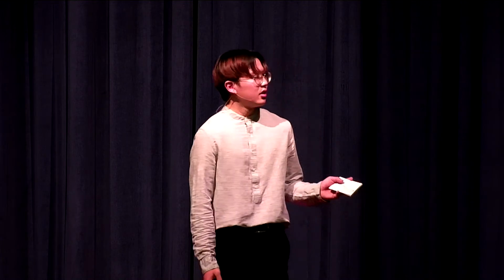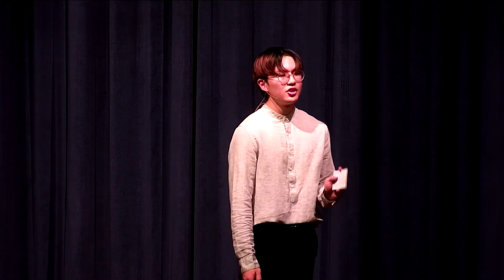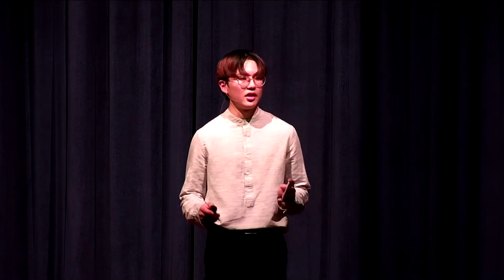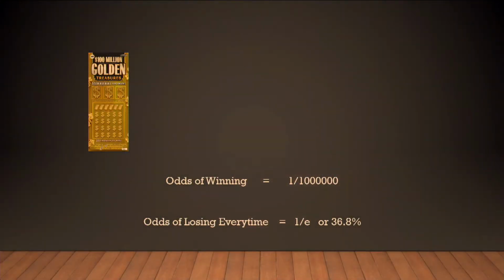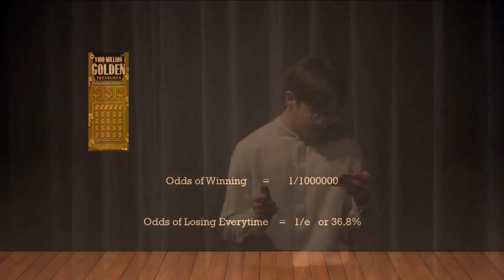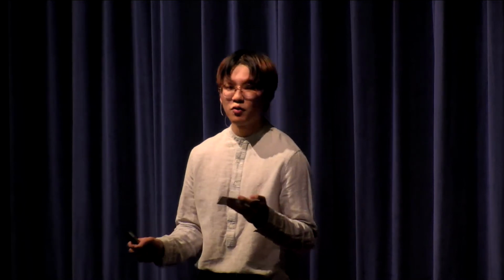Yet, let's look at the same number in a different way. A 1 in a million chance is the same thing as if the person plays the lottery 1 million times, it is the same thing as a 1 in E chance of losing every single time, which is 36.8%. And this math is a little complicated to go over right now. But trust me, it is 36.8%.